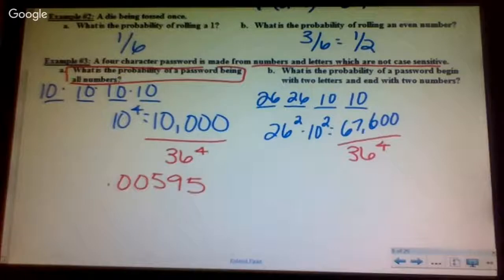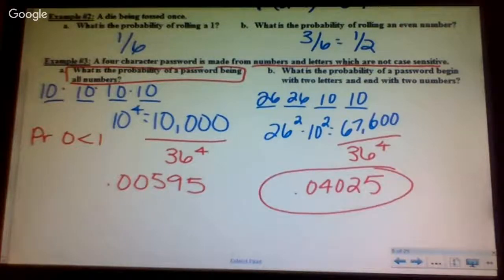So this should actually come out to be 0.00595. Remember, we said probability has to be between 0 and 1. 10,000 is not between 0 and 1. So that tells me right there that's wrong. Same thing over here. 67,600 is not between 0 and 1. So that should tell me right there it's wrong. This should come out to be 0.04025, and this should be 0.0059.